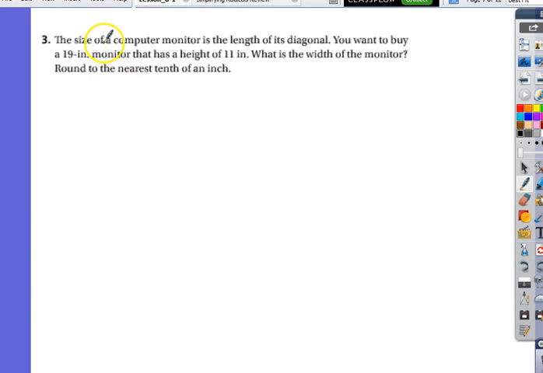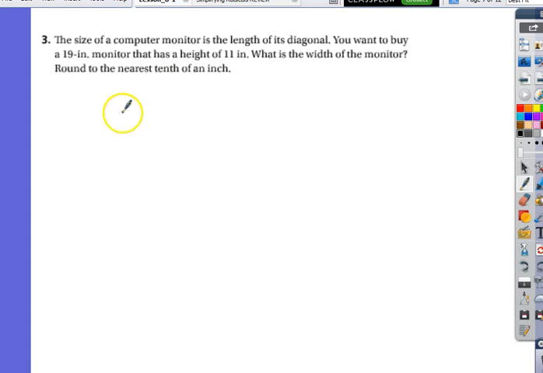All right, got one for you to do. Surprisingly enough, in TVs, they measure the TV by the diagonal. And so the diagonal would be a hypotenuse. So I tell you that the diagonal is 19 and the height is 11. You tell me the width. Round it to the nearest tenth of an inch. That's 1 decimal place.